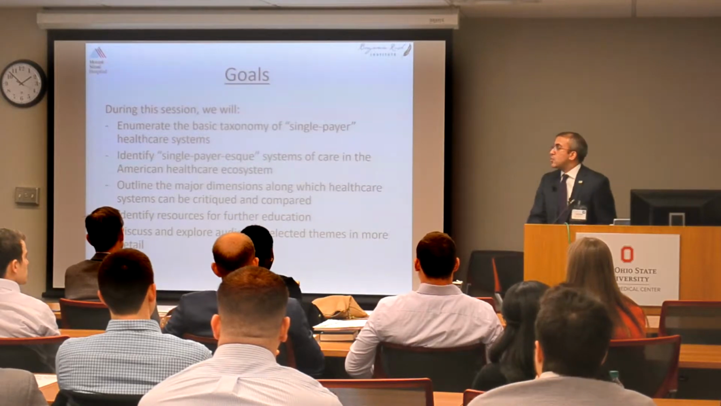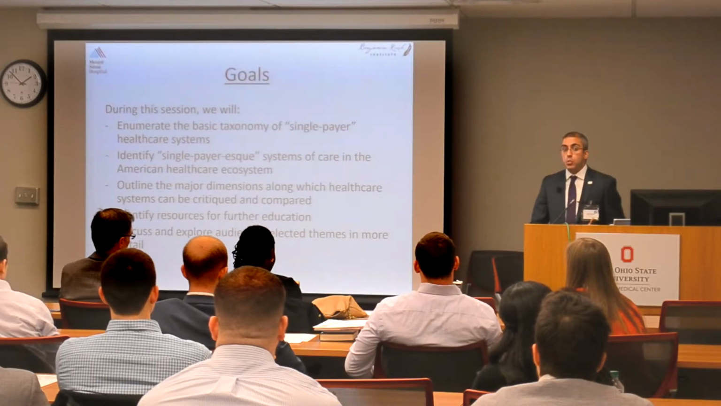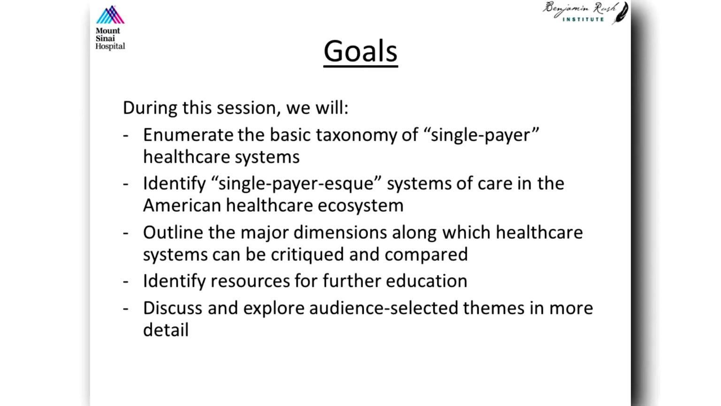So during the session, we're going to talk about the basic taxonomy of what people are talking about when they use the term single payer. We're going to identify where you see systems with these features in the United States. And then we're going to go through the major dimensions along which you can compare any healthcare system. And obviously, this is just a selection. What's interesting about talking about single payer is that it forces you at a very high level to think about everything about how you would design a healthcare system were you, in fact, trying to design one. And then we'll talk a little bit about resources where you can get more information, and then we'll see what sorts of things you want to talk about more.